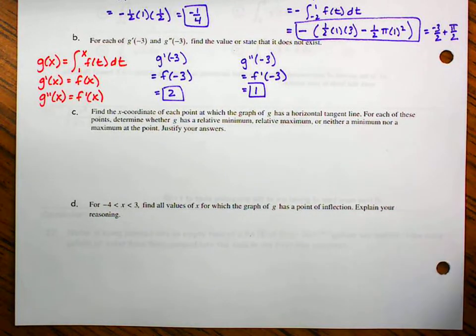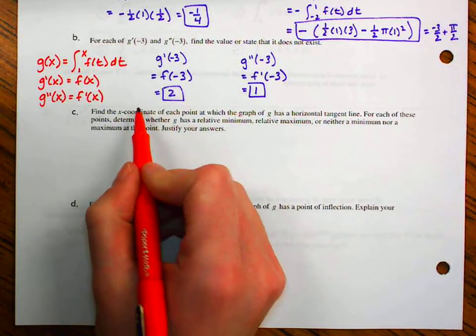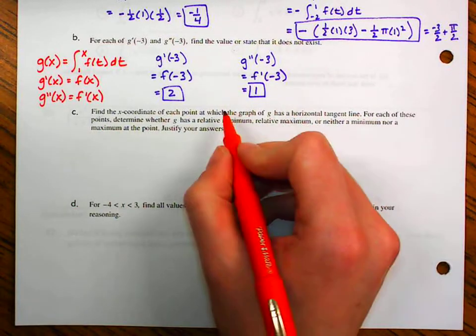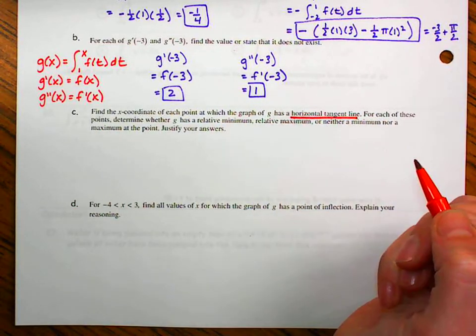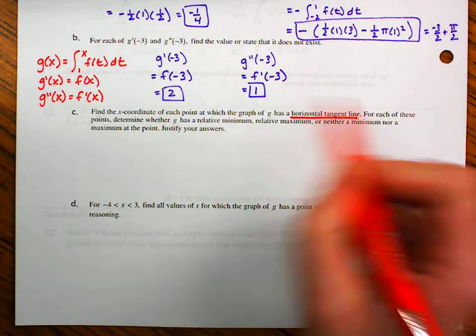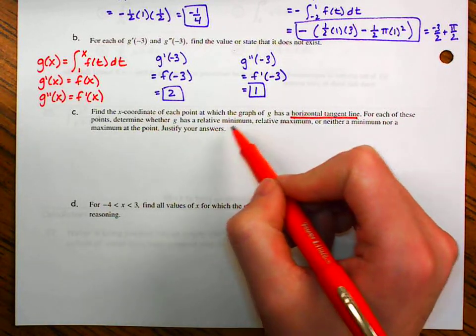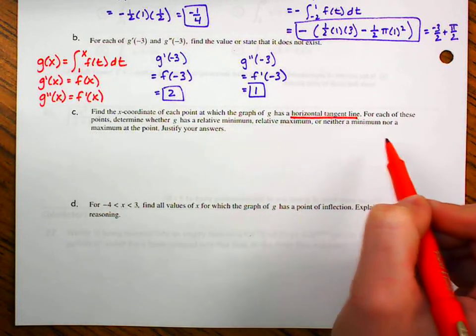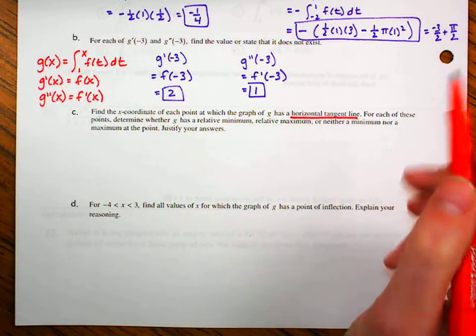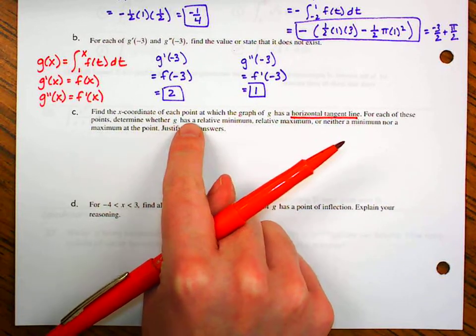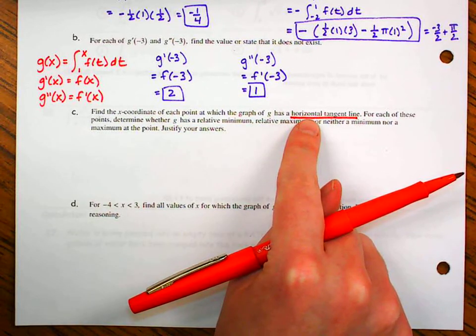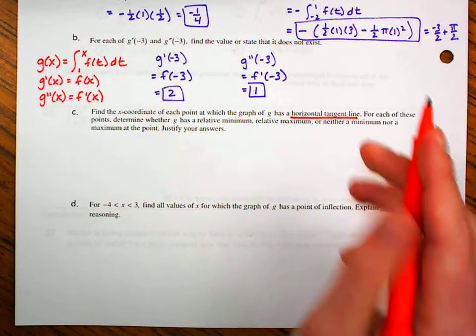Okay, part C. Find the x-coordinate, so we don't need the full point, just the x-coordinate of each point at which the graph of g has a horizontal tangent line. For each of these points, determine whether g has a relative min, a relative max, or neither a min nor a max at the point. Justify your answer. So I'm going to have to write a sentence. So when I have a horizontal tangent line, that's often where I have my mins and maxes. So let's just draw some pictures real fast.